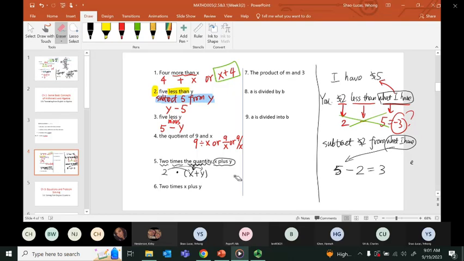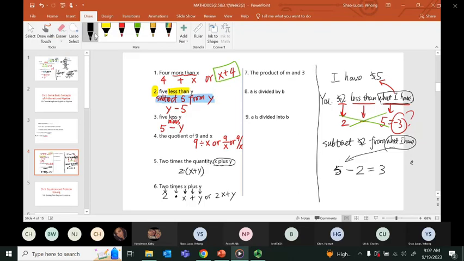But when you do number 6, it just says 2 times x, and then plus y. So it's just going to be 2x plus y. If I put them closer, it's 2x plus y. That one, I should have put them closer so you can see the difference there. So it's 2 times x, plus y.